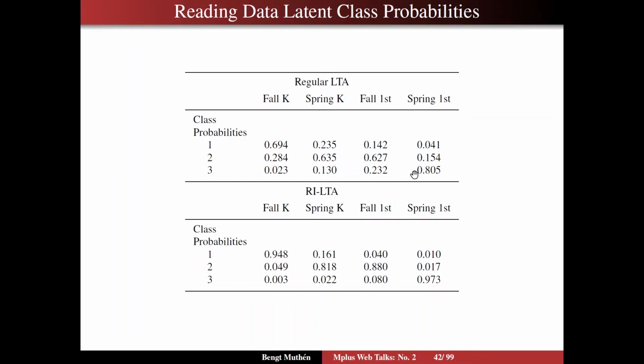Likewise, if you go to the end, regular LTA says that 81% have reached the highest proficiency class 3 at the end of first grade in the spring. Whereas RI-LTA says it's 97%, so quite a bit higher there as well.